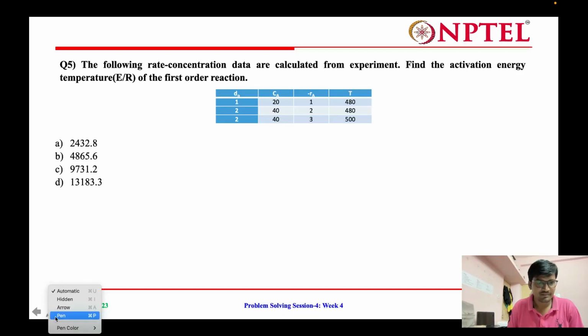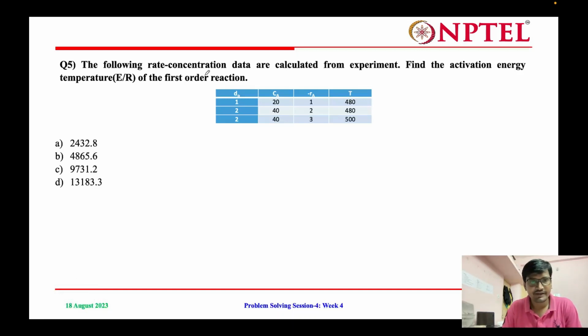Moving to question number 5. The following rate concentration data are calculated from the experiment to find the activation energy ratio E by R for first order reactions. So here, for different runs, the rate, concentration and temperatures are given. So we have to calculate the ratio E by R.